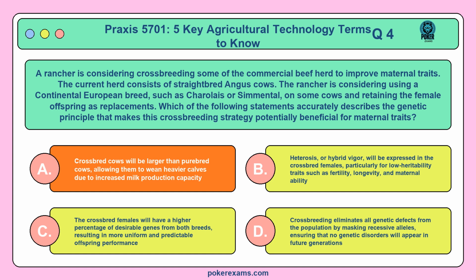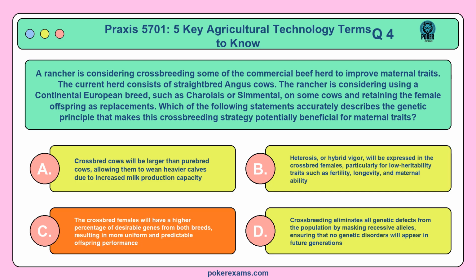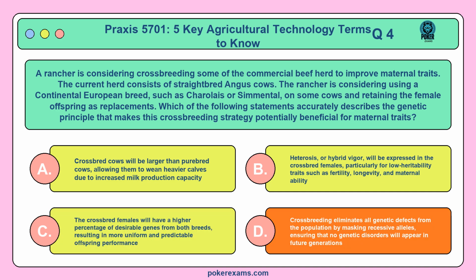Option A. Crossbred cows will be larger than purebred cows, allowing them to wean heavier calves due to increased milk production capacity. B. Heterosis or hybrid vigor will be expressed in the crossbred females, particularly for low heritability traits such as fertility, longevity, and maternal ability. C. The crossbred females will have a higher percentage of desirable genes from both breeds, resulting in more uniform and predictable offspring performance. Or D. Crossbreeding eliminates all genetic defects from the population by masking recessive alleles, ensuring that no genetic disorders will appear in future generations.